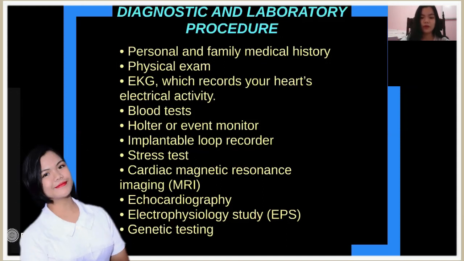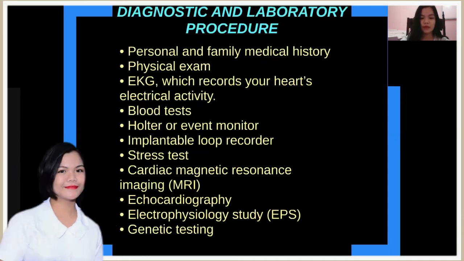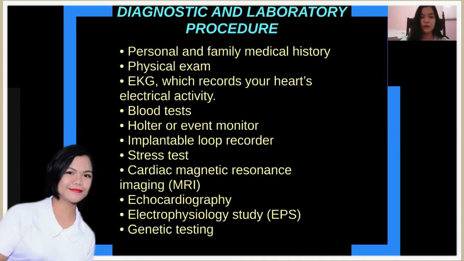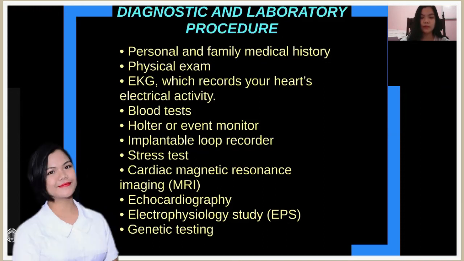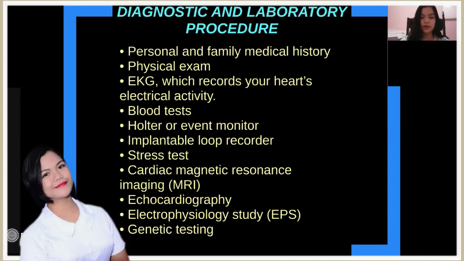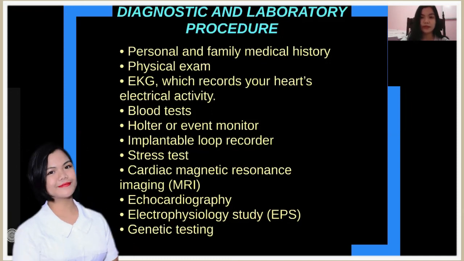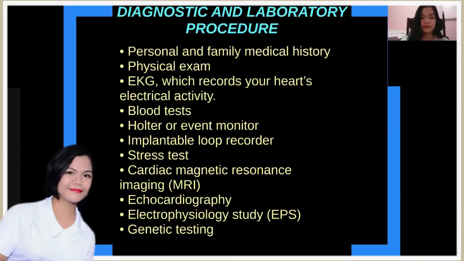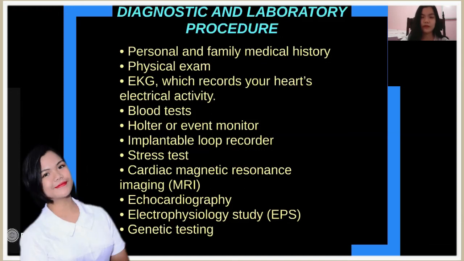A Holter or event monitor records your heart's electrical activity over a long period of time while you do your normal activities. Next is an implantable loop recorder to look at the heart's electrical activity over a longer period of time or to find a diagnosis if earlier tests do not rule out a conduction disorder. Next is a stress test to look at changes in your heart's activity that occur with an increase in heart rate and during recovery after exercise. Cardiac magnetic resonance imaging or other types of imaging can look at the heart structure.